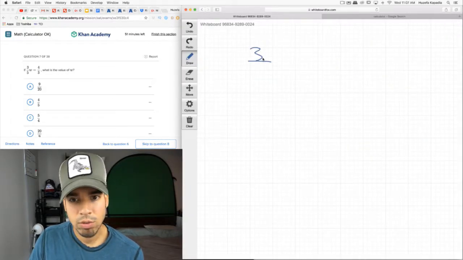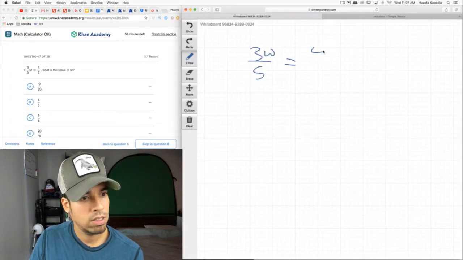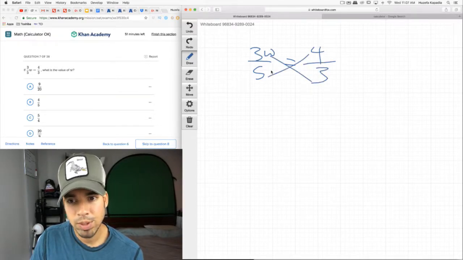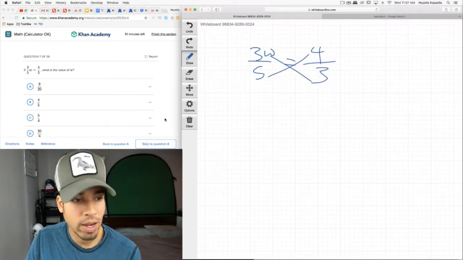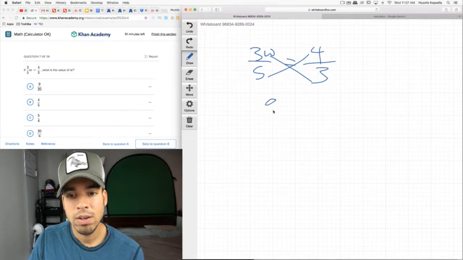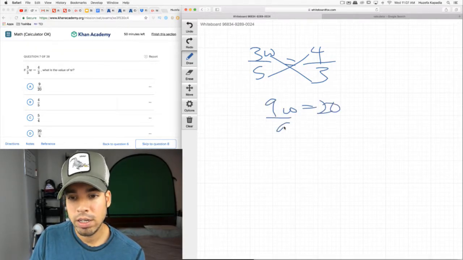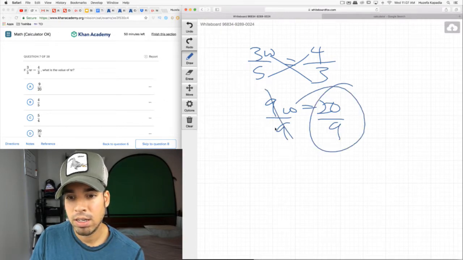What is the value of W? Let's cross multiply like we do with all these proportions. I threw the W on top, which you have to do. That means it goes on the numerator when it's kind of floating in the middle. 9W equals 20. Divide by 9, divide by 9, and we're here. 20 over 9.